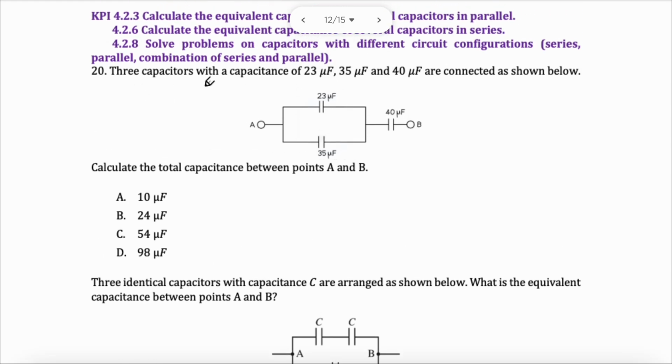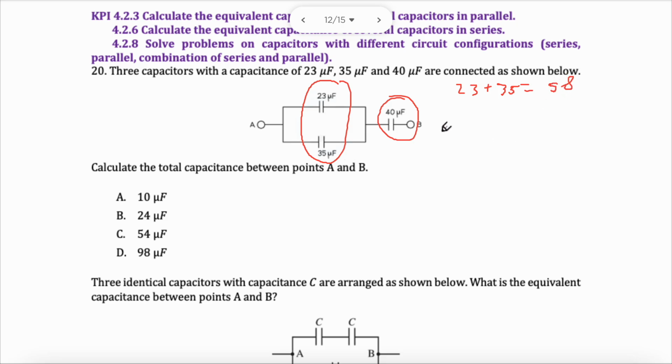before moving on. 3 capacitors, here we go, are connected as shown. Find the total capacitance. Well, I have these 2 in parallel, and then they are in series with this. The rule for parallel is simply add. I'll do 23 plus 35. That will give me 58.